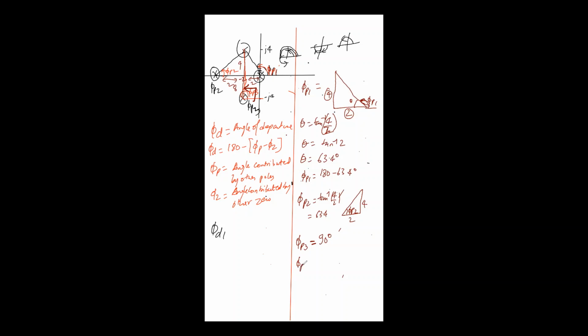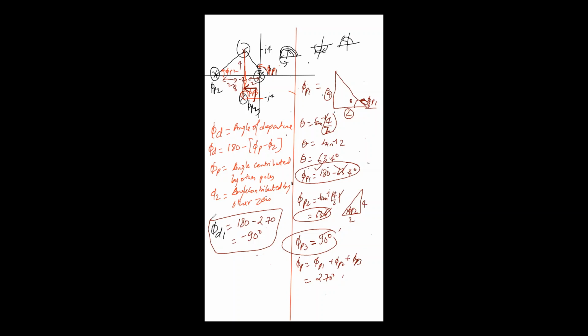So what is phi p? Phi p is phi p1 plus phi p2 plus phi p3. Adding them, minus 63 and plus 63 will cancel out, and we will have 180 plus 90, which is 270 degrees. So phi d1 will be 180 degrees minus 270 degrees, which is equal to minus 90 degrees. So phi d1 is minus 90.